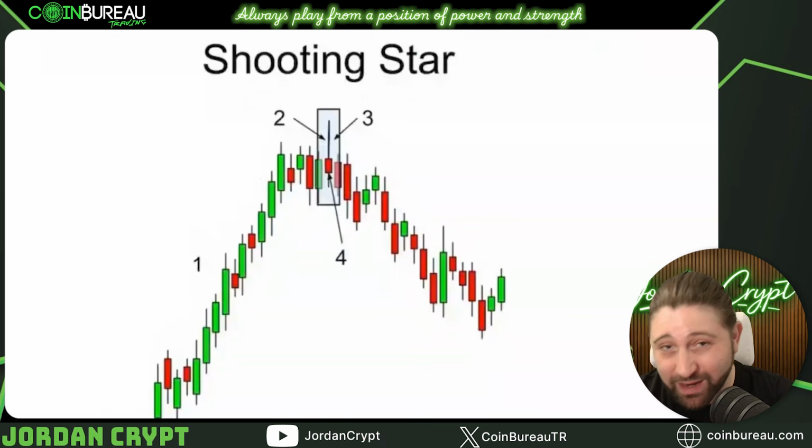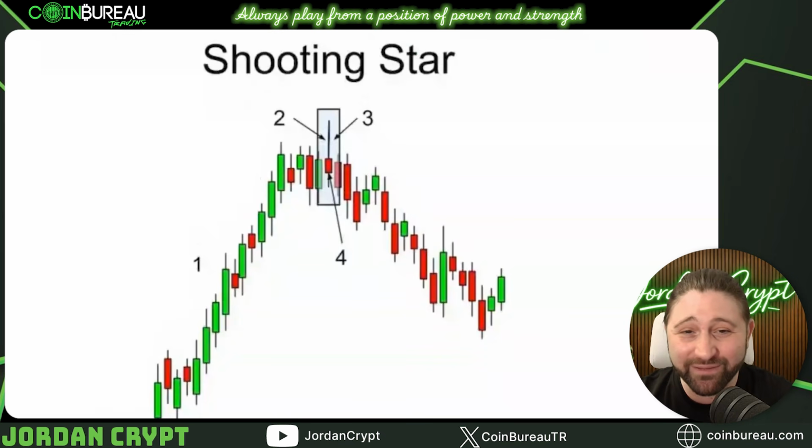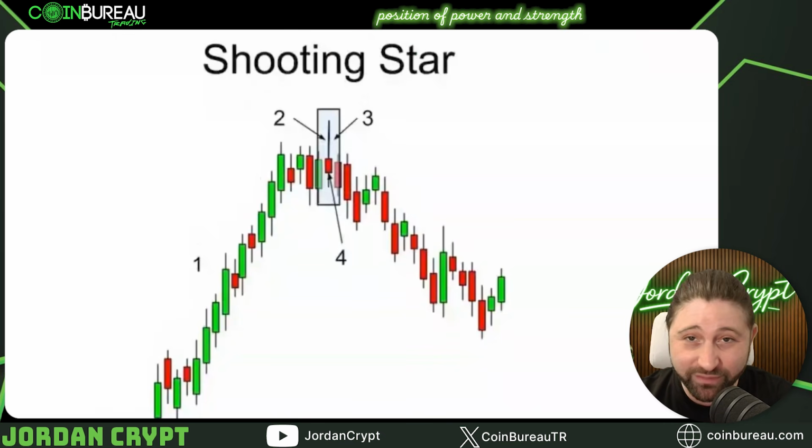The color of the candle body does not matter. It could be red or green or black or white depending on your software. The most important aspect of the pattern is the very long upper wick and a relatively small body. The wick needs to be very long, and this can help you judge how powerful this reversal is going to be.